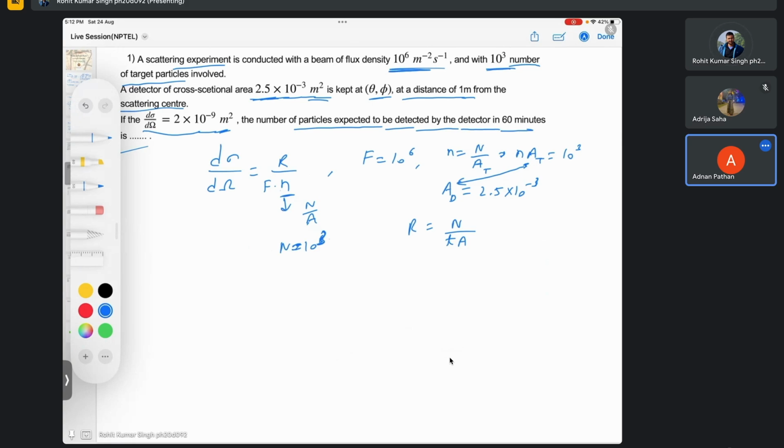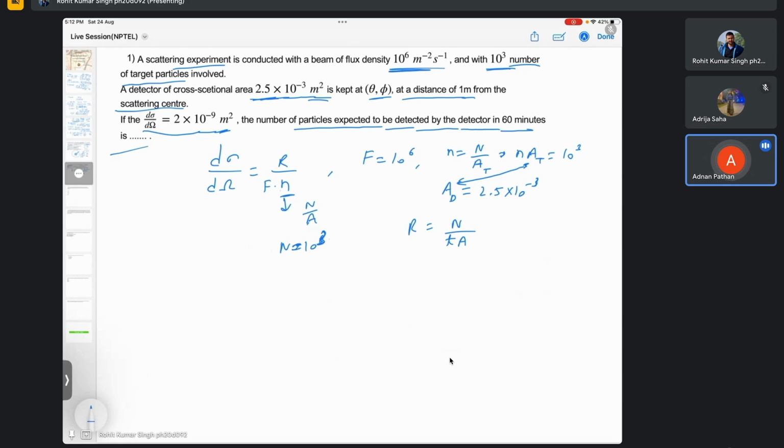How will we know the number density of target particles? While setting up in the lab, it is something they should give, but here they've given 10 power 3 as the number of target particles involved. So they are not giving us the total n value, only the number of particles involved in the scattering, which will be different from the number density of target particles, right?